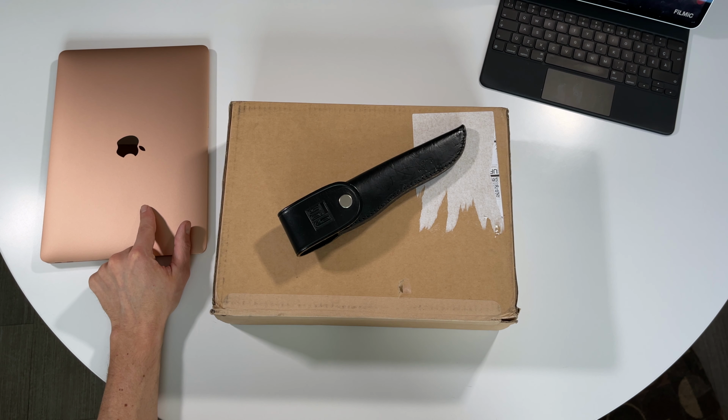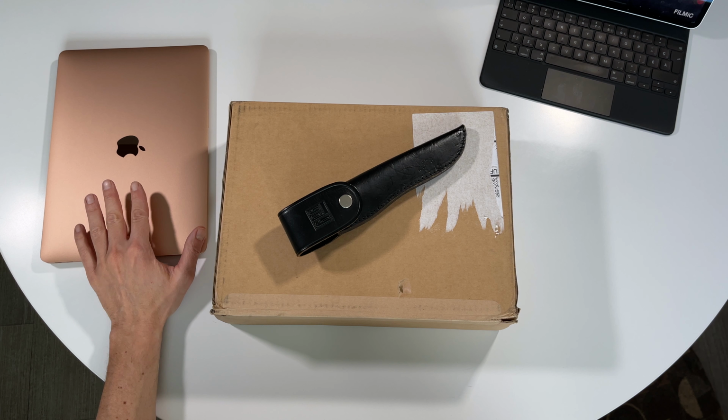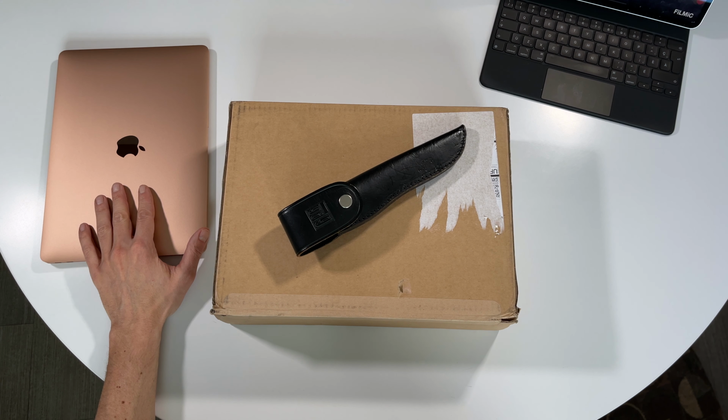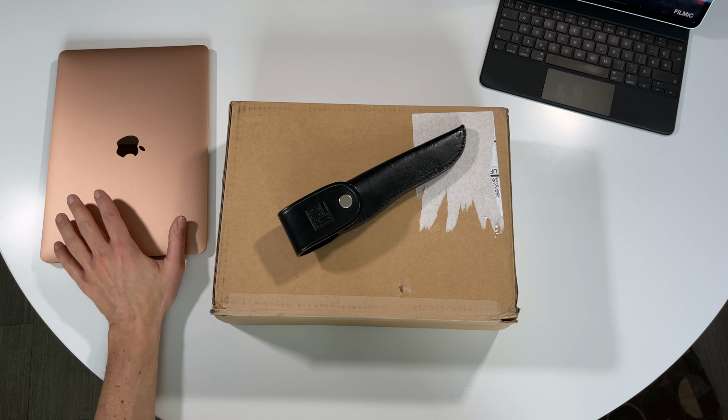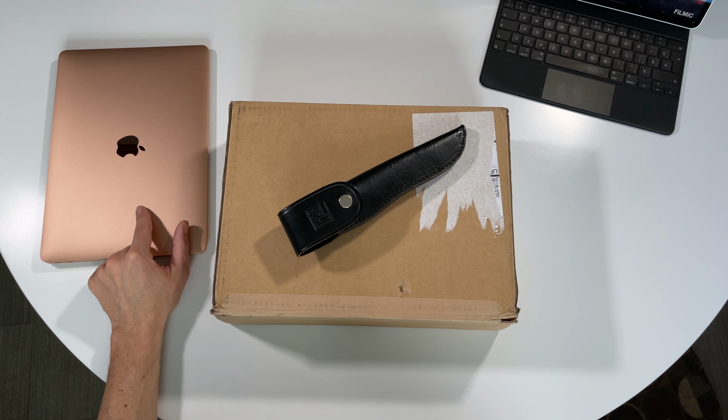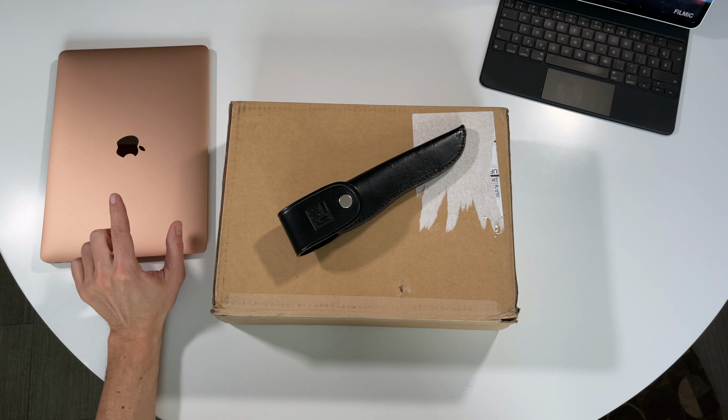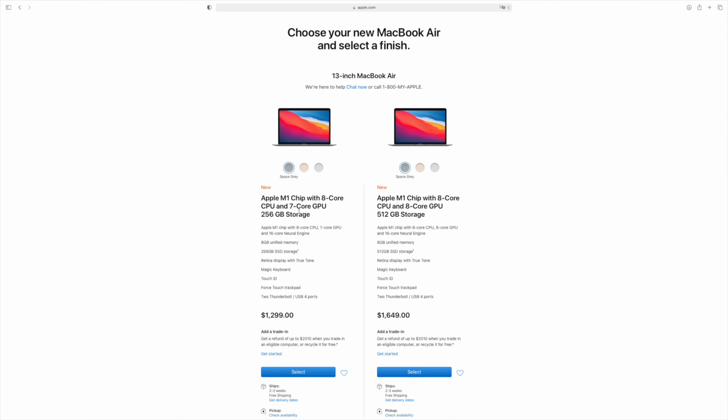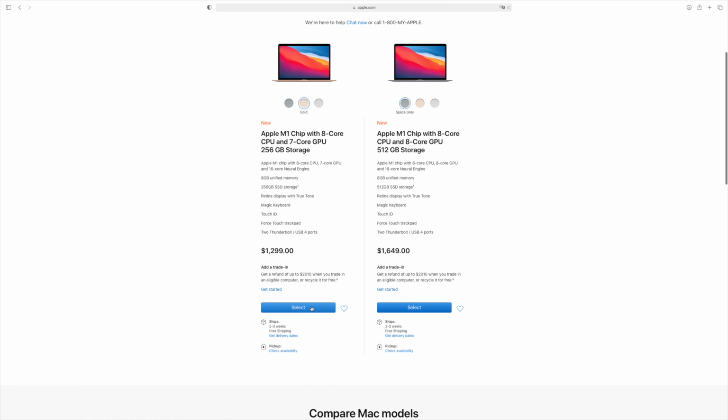This was the one I picked up at Best Buy. It was the only one available, so it was the gold color. I've grown accustomed to it. It was 8 GB of RAM with 256 GB storage. That was not enough for me.